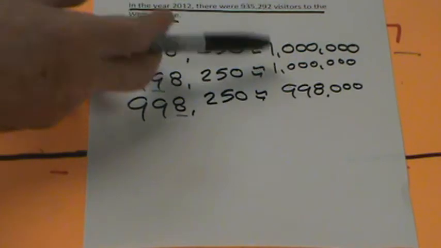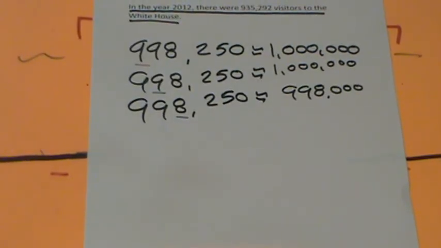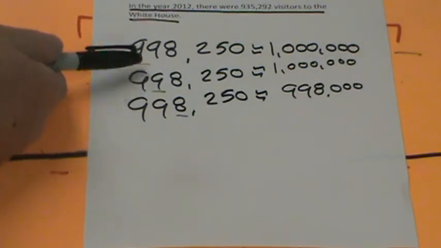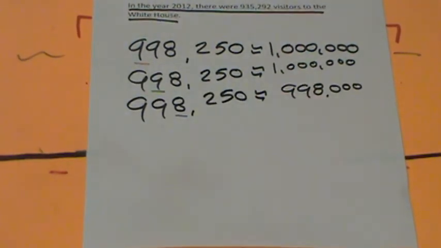So how many maps do you think we should order for the White House based on these numbers? Well, I'm thinking we better order 1 million just in case. I'd rather have too many maps than not enough maps. So either one of these would probably be the best estimate for that.